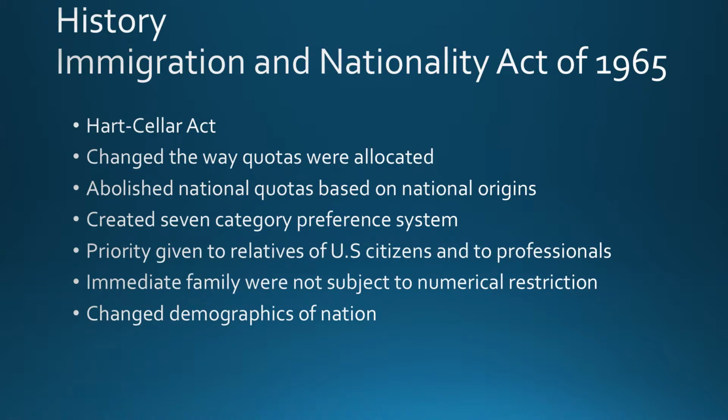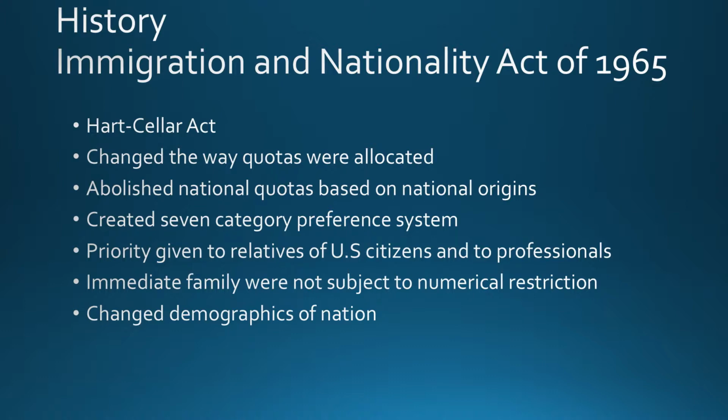The Immigration and Nationality Act of 1965, also known as the Hart-Celler Act, followed the one from 1952. Most notably, it developed preference categories for immigration. One of the main components aimed to abolish the national origins quota. It created a 7-category preference system which gave priority to relatives of U.S. citizens and legal permanent residents, and to professionals and other individuals with special skills.